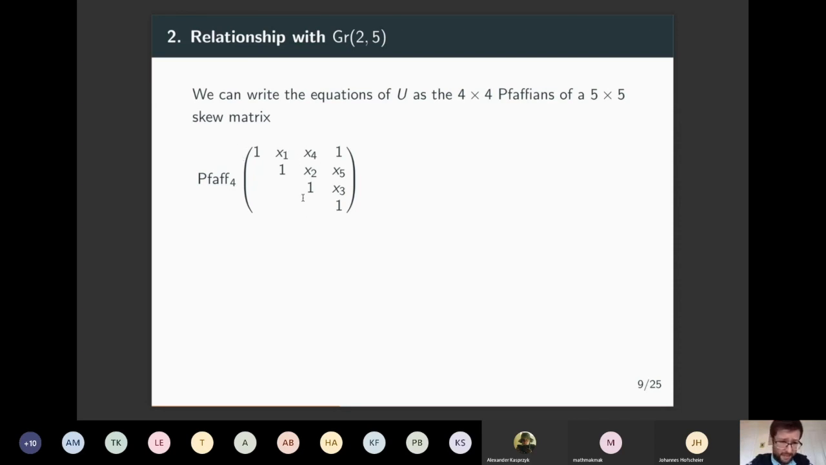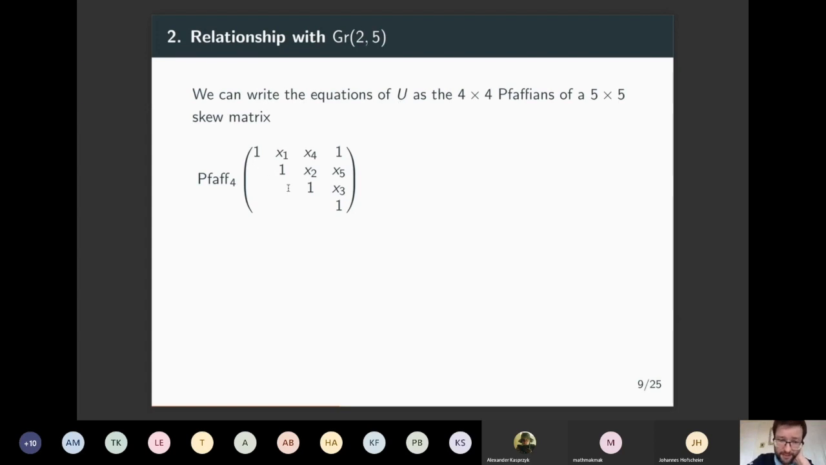I haven't drawn the zeros, and I haven't drawn the anti-symmetry. I've just drawn the strict upper triangular part here. So it looks like it's 4 by 4, but secretly it's 5 by 5. And I can delete one row and one column to be left with a 4 by 4 skew matrix. And I can take the Pfaffian of that to get an equation, and the 5 different ways of doing that give me the 5 equations that define this surface U.